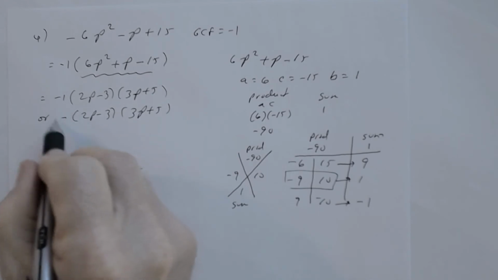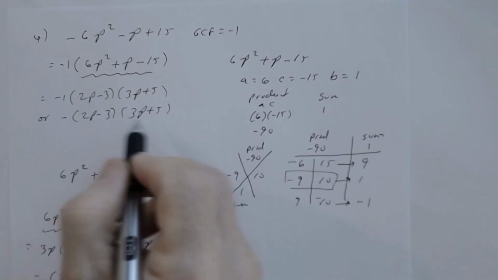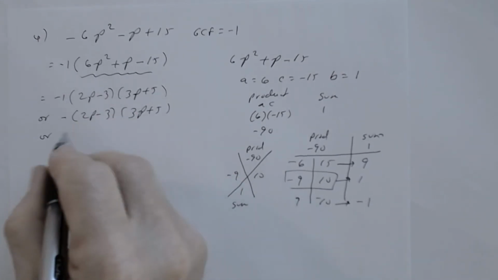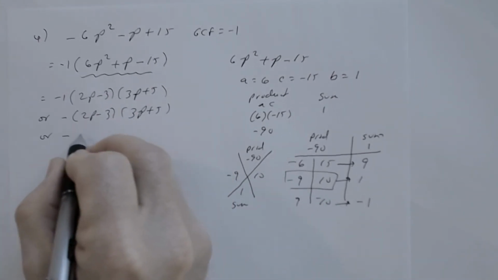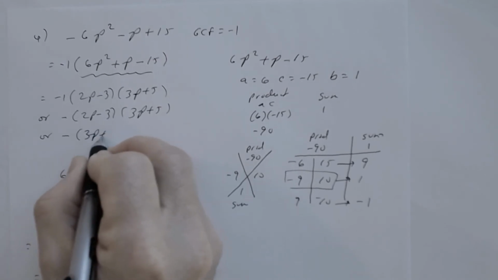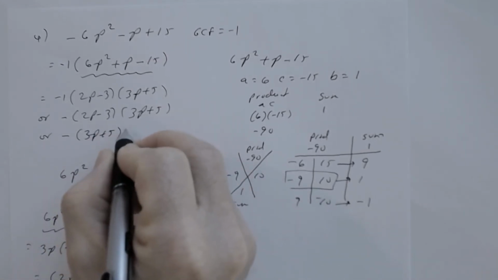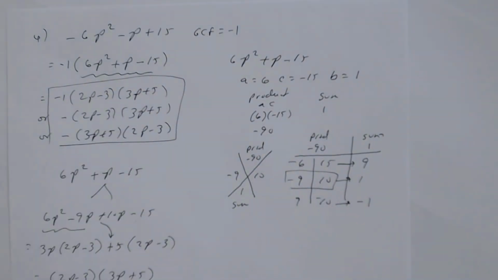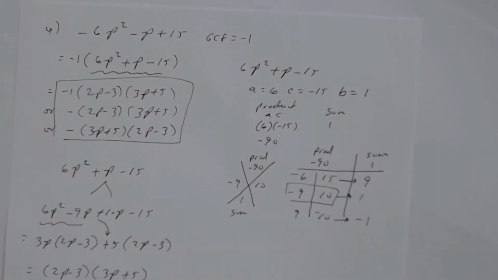Okay? But again, we always put the monomial factor first. And in another way you could write it is instead of putting 2p minus 3 first, you could put 3p plus 5 first. You could put that factor first. So you could say negative (3p plus 5) times (2p minus 3). So there are multiple ways of writing the answer for number 4. Okay? All right, let's go to number 5. Number 5, we have, let's say we had this in number 5.